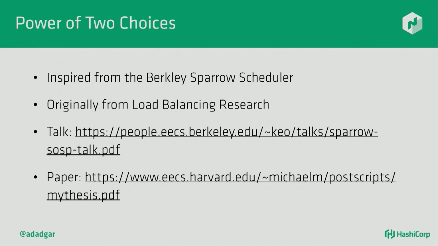So this was, as I mentioned, originally from load balancing research. The first scheduler to apply this was the Sparrow Scheduler out of Berkeley. The Berkeley group that put this out is AMPLab. They've done a lot of good work, so I've linked the Sparrow talk. They did a really good job, and if you want to learn more, there's also the link to the original paper that popularized this in load balancing.